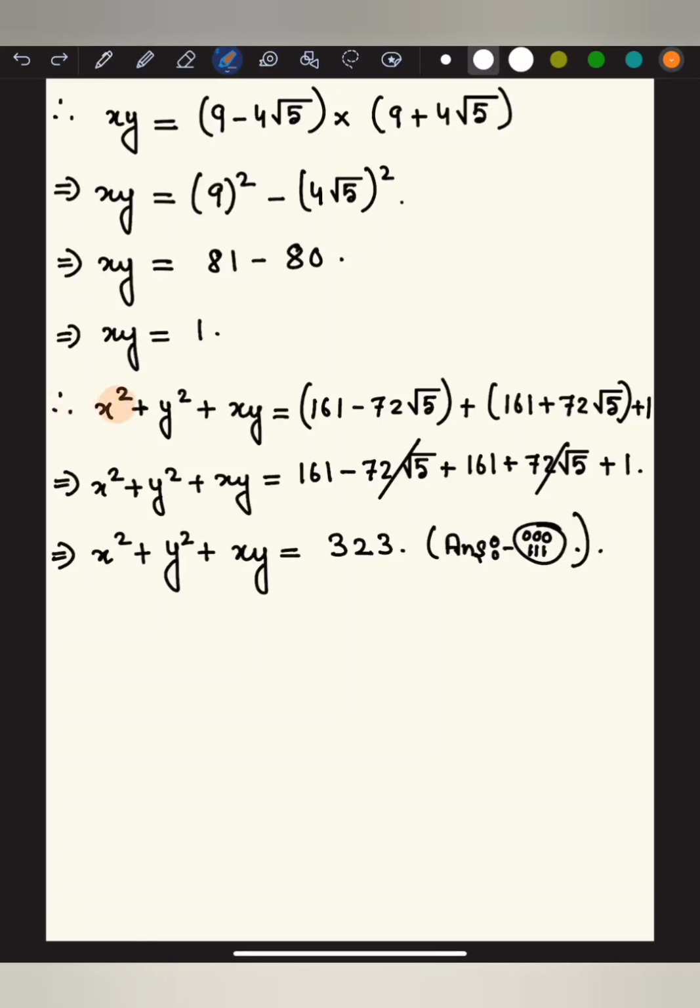Therefore x square plus y square plus xy will be equal to 161 minus 72√5, the value of x square, plus 161 plus 72√5, the value of y square, plus 1. This minus 72√5 and plus 72√5 get cancelled out, and it becomes 161 plus 161 is 322, and plus 1 is 323. This will be our answer.